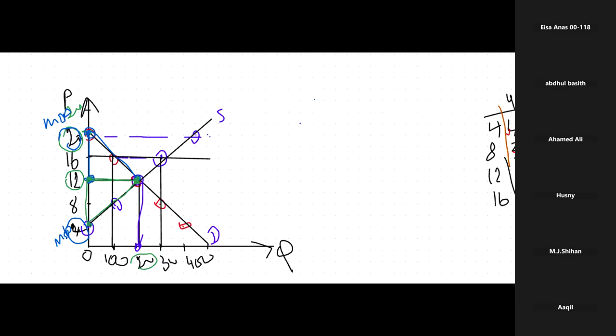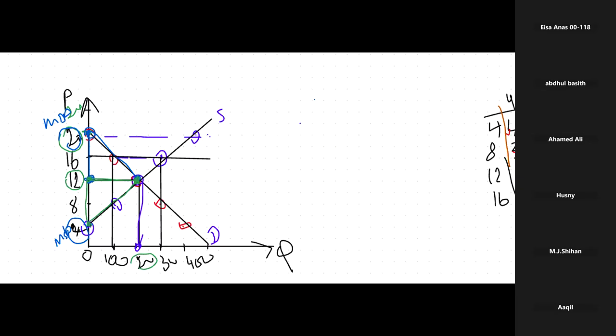Now its real meaning is this. When the price is rupees 12, consumers were demanding 200 units, producers were supplying 200. So suddenly the price is fixed above the equilibrium price. Equilibrium price is 12. Now the price is fixed as 16. Price is fixed above.